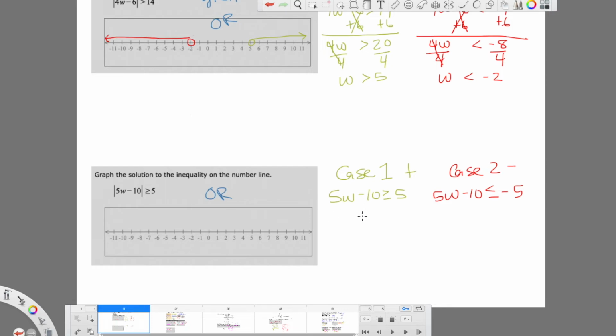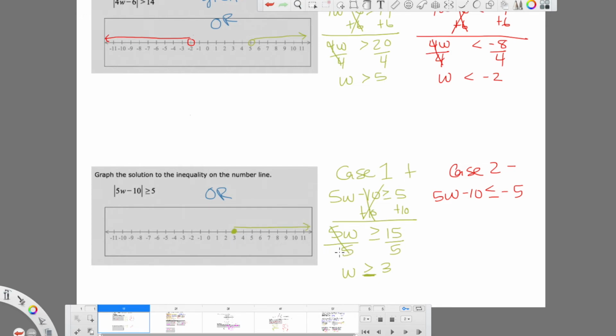So I'm going to add 10 to both sides here. Boom. 5w is greater than or equal to 15. And then I'm going to divide by 5 on both sides. 5 divided by 5 cancels. So w is greater than or equal to 3, because 15 divided by 5 is 3. So this is going to be a closed dot because it's equal to on 3. And it's going to be greater than that amount.